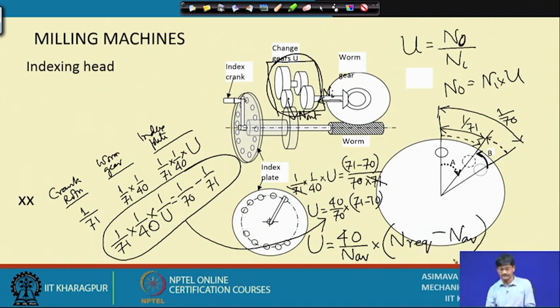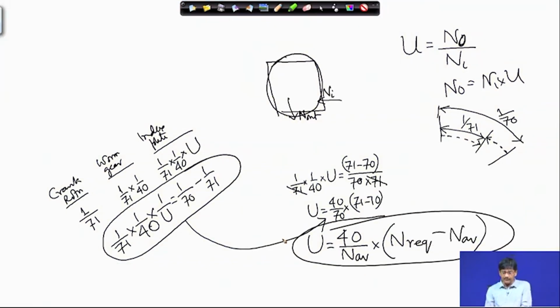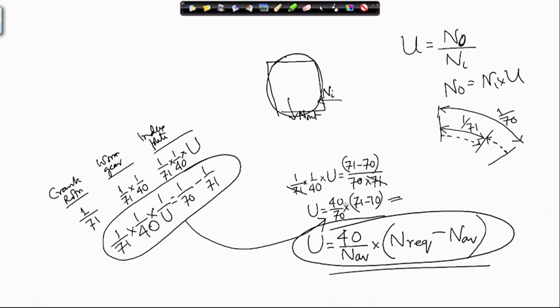That is it. That means, this is the relation: 40 by N available into N required minus N available. For certain cases this sign might change, but this is the general expression. And how much is it coming to be in this case, our particular case of discussion? 40 by 70 into 1. So, 40 by 70 equal to 4 by 7.